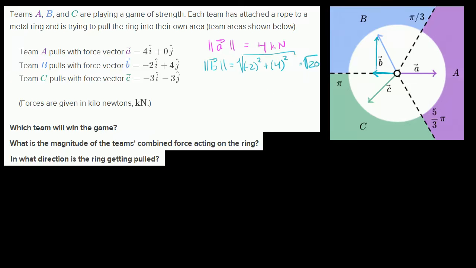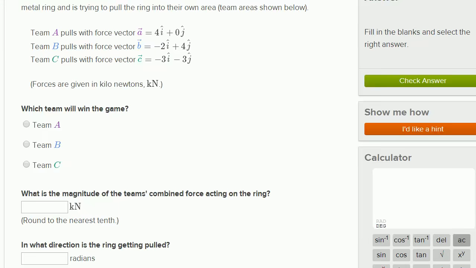And let's see, Team C, the magnitude of vector C, same logic, is going to be the square root of negative 3 squared plus negative 3 squared, which is the square root of 18, right, 9 plus 9. So the square root of 20 is clearly larger than the square root of 18, and we already said that the square root of 20 is larger than 4. So Team B is going to win. Which team will win the game? Team B. Let's fill it out: Team B is going to win the game.